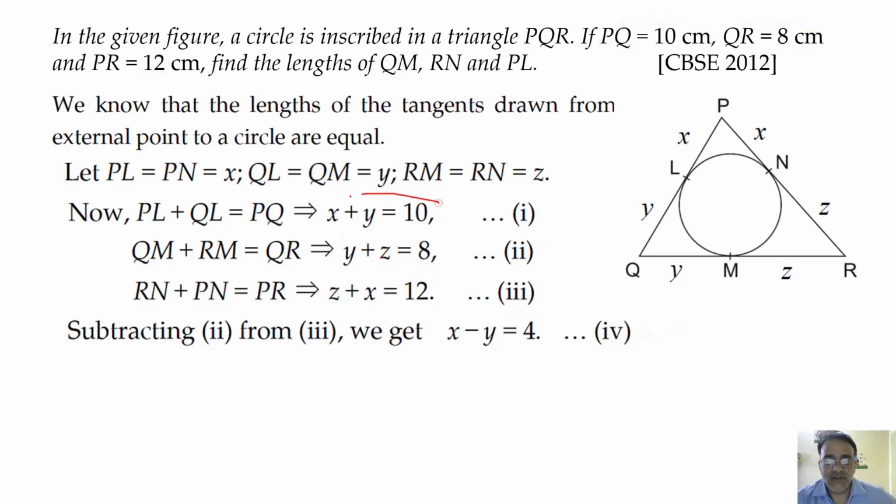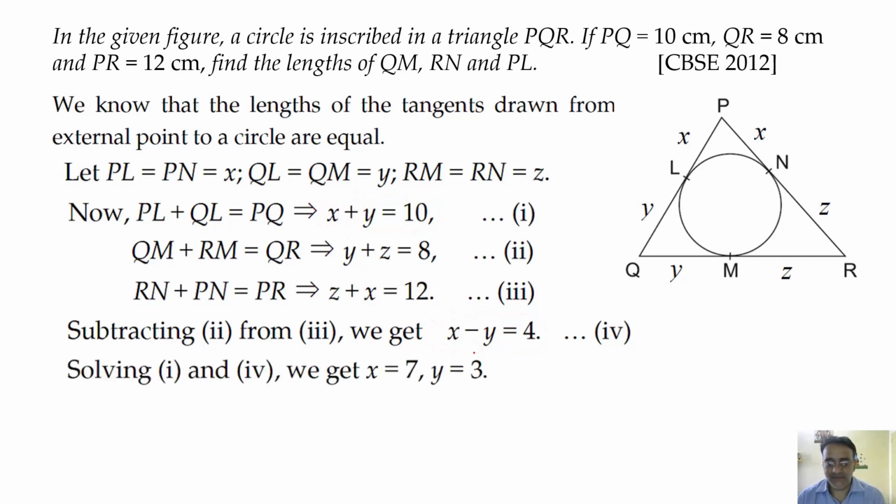अब हम लोग ये दोनों इक्वेशन को सॉल्व करेंगे. x plus y is equal to 10, x minus y is equal to 4. So we will add. If you add, you will get 2x is equal to 14. So what is the value of x? 7. So what will be the value of y? 3. Very good. So solving 1 and 4, we get x is equal to 7 and y is equal to 3.